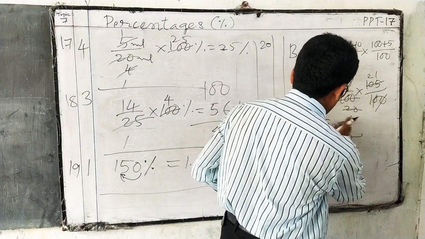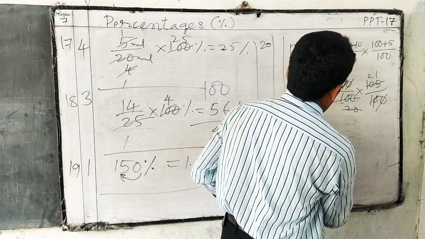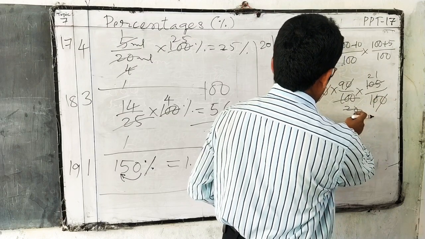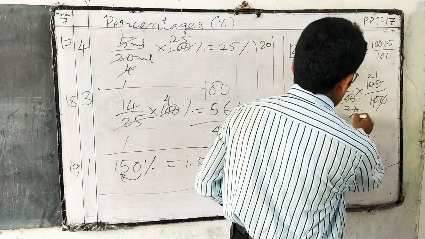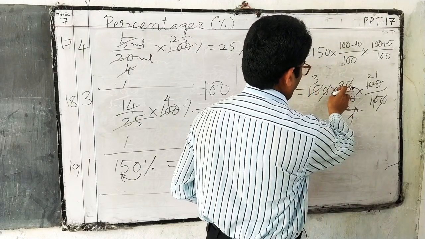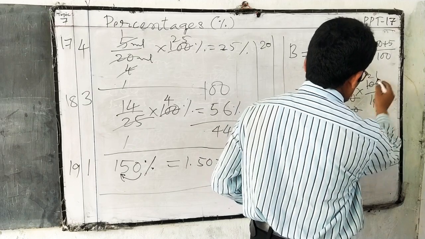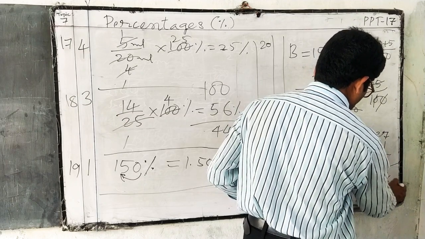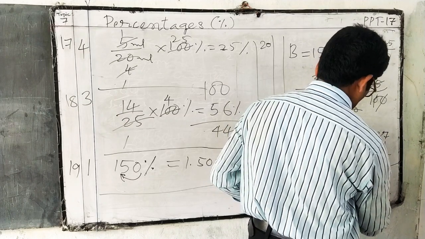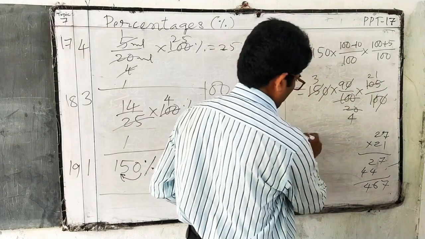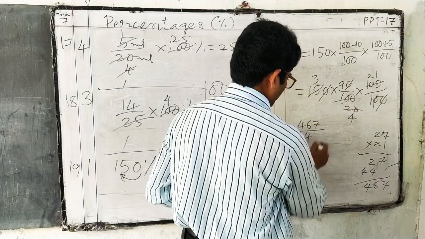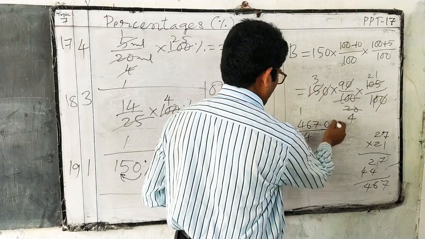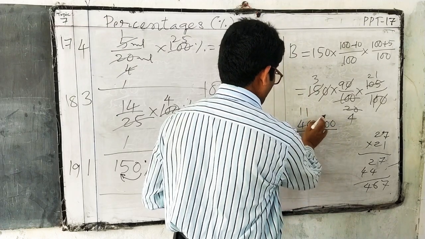Here we have 9 also. We didn't multiply this totally. Here we have 4. 3 9s are 27. 27 into 21, 7 2, 14 4, 7 6 4, 4 6 7 by 4. 4 1s are 4.